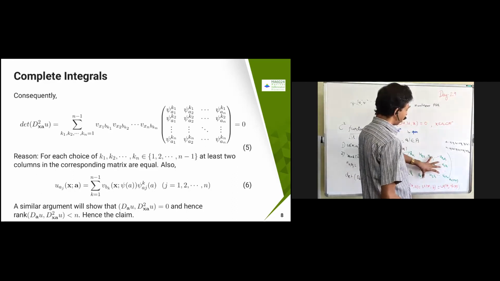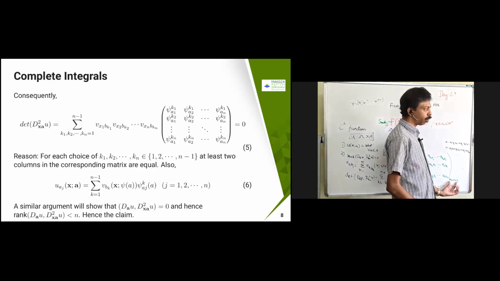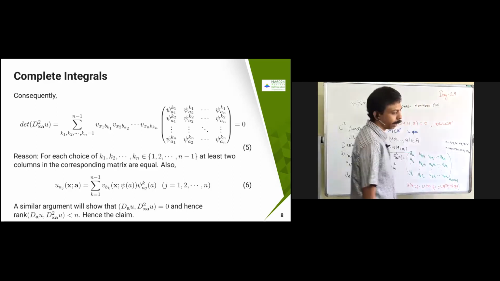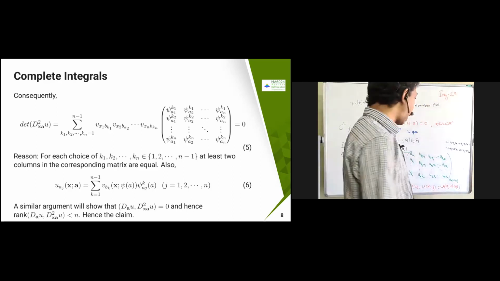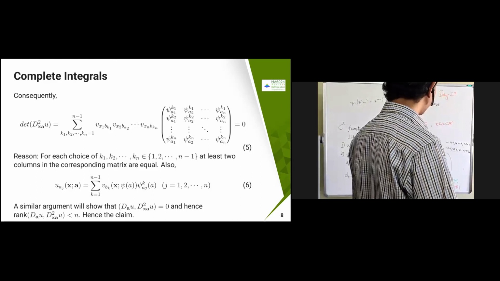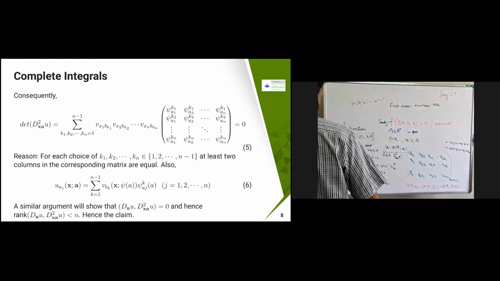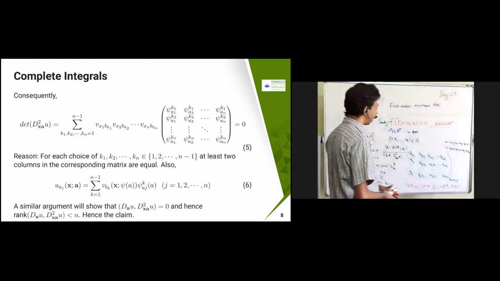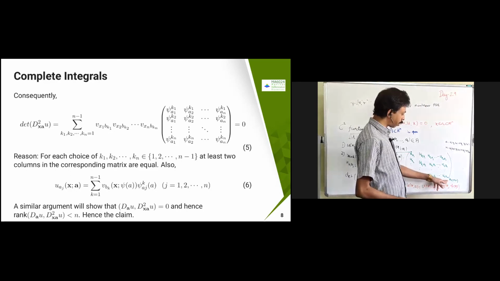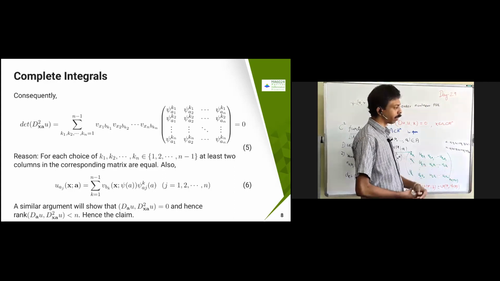What can you claim? You can claim that the rank of the matrix is strictly less than n, because you already know the rank of the matrix is less than or equal to the dimension of the row space and the dimension of the column space. The dimension of the column space is n plus 1, so the dimension of the row space is at most n, not at least, at most n. So you are going to get less than or equal to n. But it is claimed that this is equal to 0, the rank of this matrix.